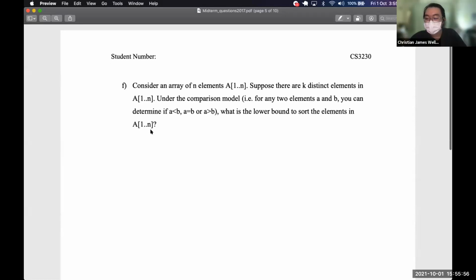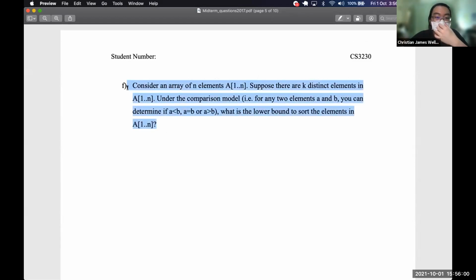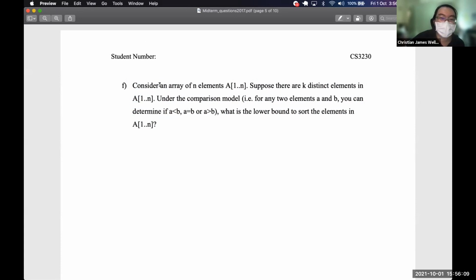Okay, this isn't the start of the class yet, but I received a query about this past year paper, 2017, question on lower bound. So actually I haven't exactly solved it yet. This is my first time putting it on paper, but let me see if I can. I thought about it, but haven't tried writing it out before.